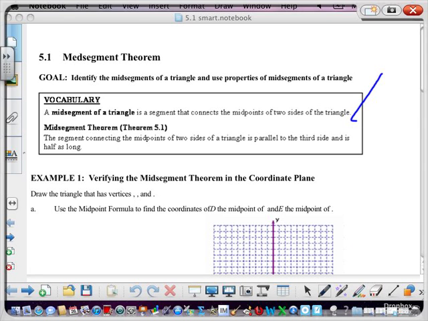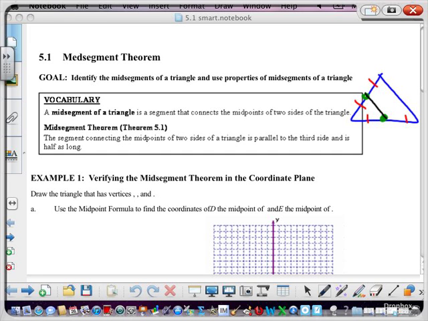Okay, so let's draw a triangle. The mid-segment is midpoints. So if we take the midpoint of this side of the triangle, I know that these two sides are equal to each other, right? Because the midpoint's in the middle. If I take the midpoint of this side of the triangle, I know these two sides are congruent, right? Because midpoint means right in the middle. The mid-segment, that's what we're looking for, is these two midpoints connected. That's the mid-segment.